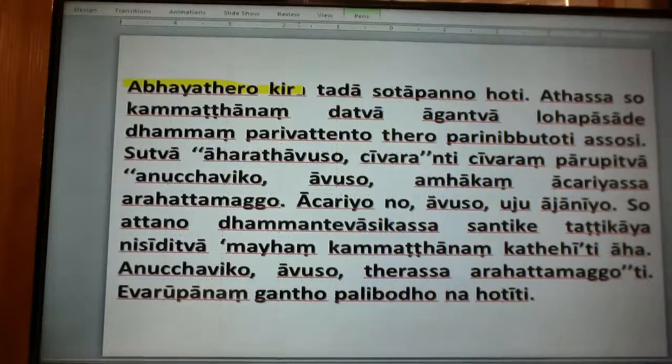Abhayatiro Kira. Tada Sodabano Hodi. So at the time, Tada means at the time, Abhayatira, the name of the senior monk, Sodabano Hodi. He had already begun the Sodabana. So that's why. Atasa Kamathana Tatwa. So the Abhayatira gave the technique of the Vipassanā meditation to the Mahadhamma Rakita Thera. Tatwa means give. Agandwa.